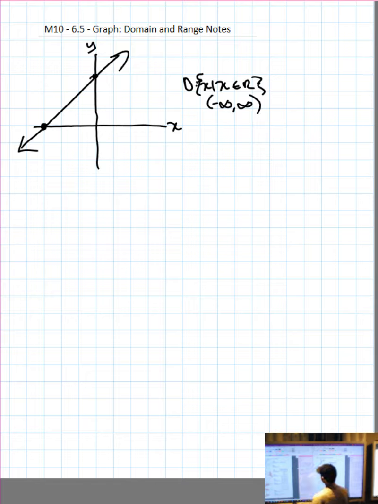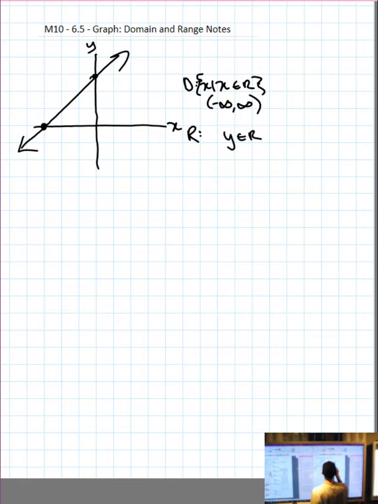You can see in the notes a different way to write set notation. It's interesting. So range, we're going to say r colon. So now the range is talking about y. And y can go up and down in all directions.